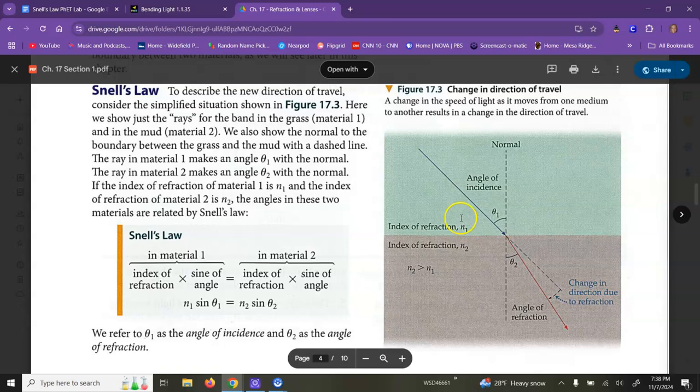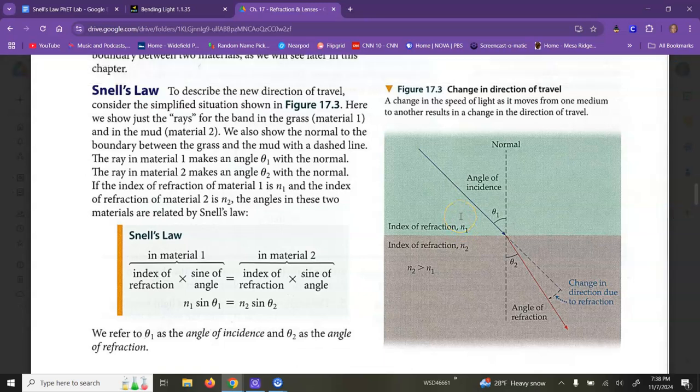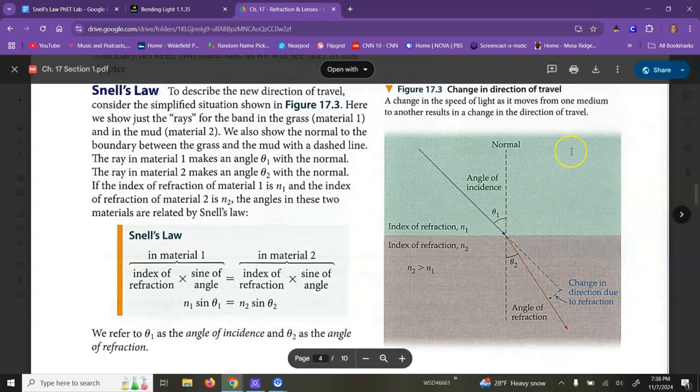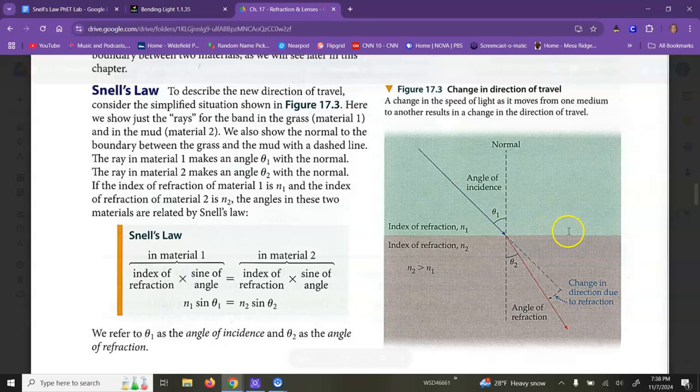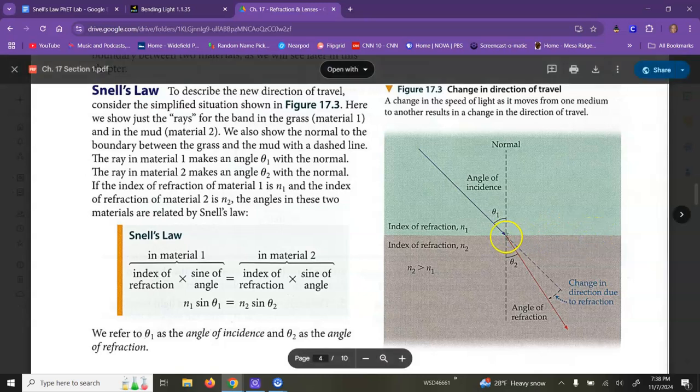Now, light can do one of three things when it meets a barrier. Right here on this boundary, the light could reflect right back into the green. It could be absorbed into this barrier, or it can be transmitted. Because we're talking about Snell's law, we're going to focus only on the transmitted ray, the refracted ray.